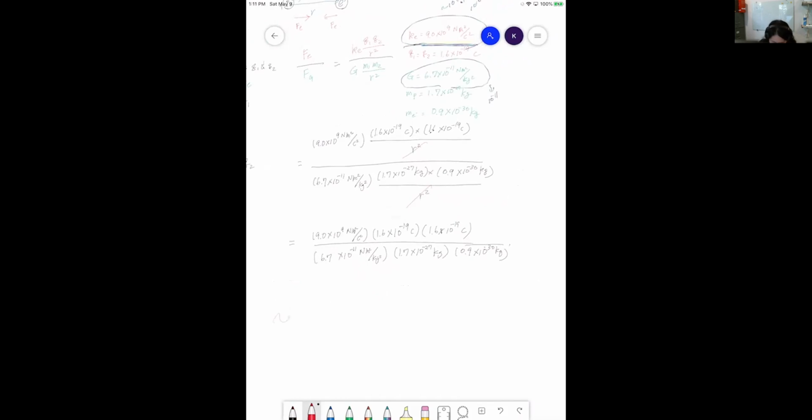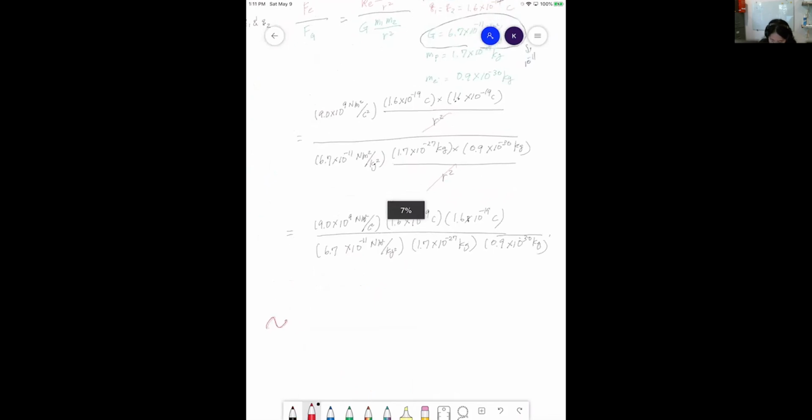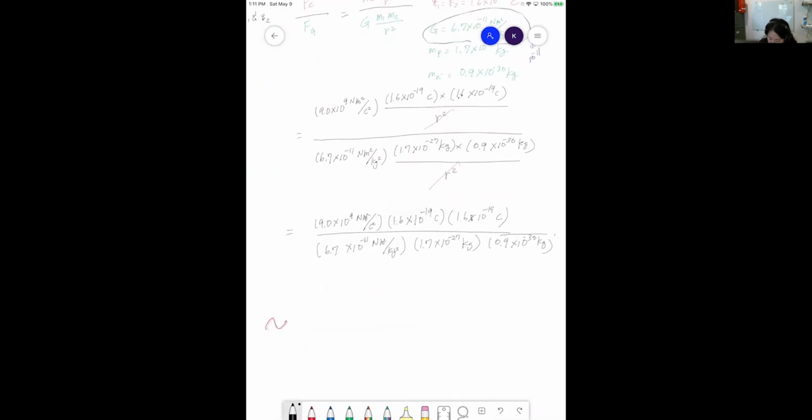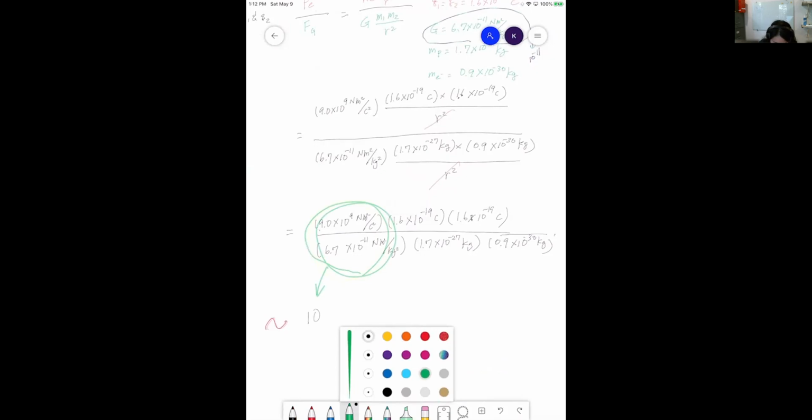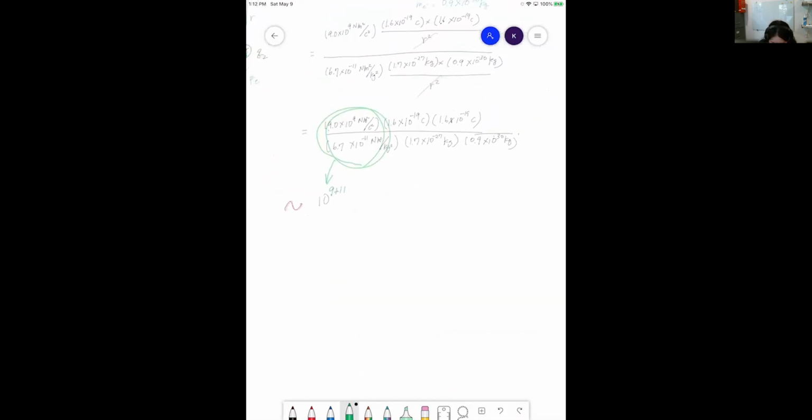So we could calculate all these values and compare, or we can say this is equal to, let's see. Forget about all these numbers before the 10th. So on the top here, let's just compare this and this. So we have 9.0 times 10 to the 9, so 10 to the 9. And then in the denominator, we have a negative 11, so that becomes positive 11. Right? So that's that.